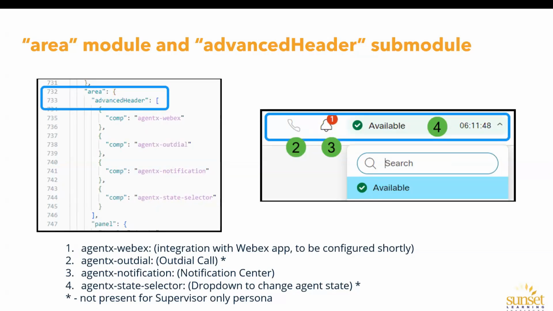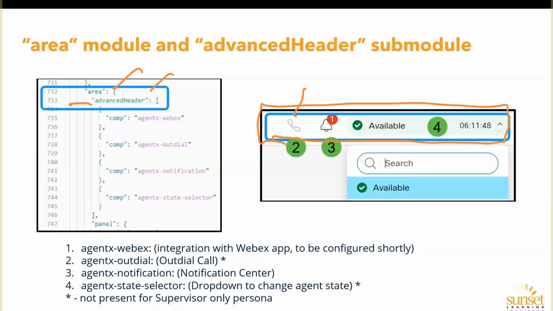Underneath each top level portion for each persona, we see an area module. And under the area module, we're going to see other submodules. What we're looking at here on this particular slide is the area module up top, and directly underneath there is another submodule named advanced header. And what we're simply pointing out to you here is that this is exactly what would be available to a user up top right-hand side within their desktop layout. We see that by default, it looks like we've got some telephony option going on here.